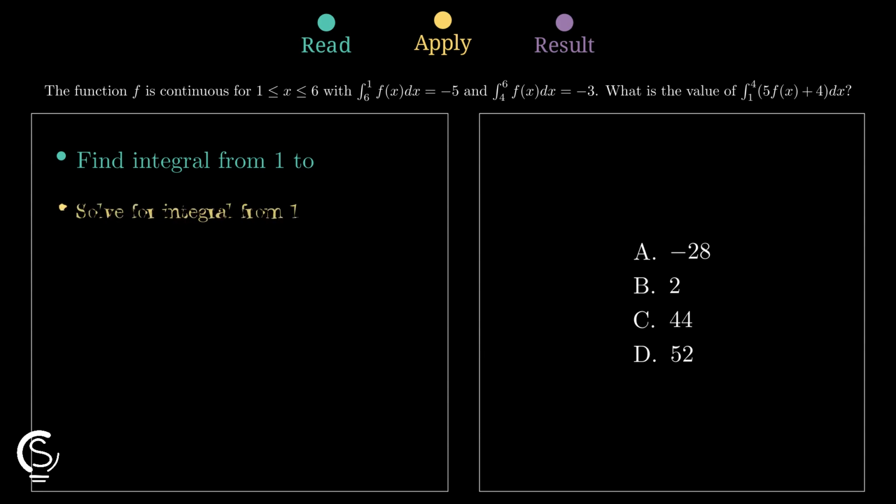Subtracting -3 from 5 gives 8. Multiply 8 by 5 and add 12 to get 52. Option D is correct.